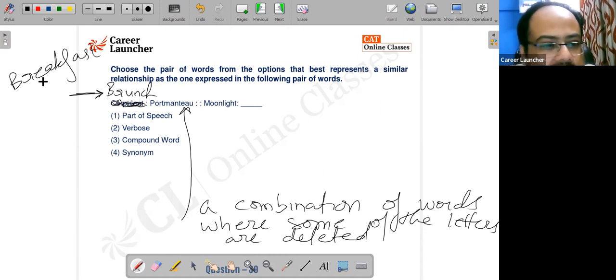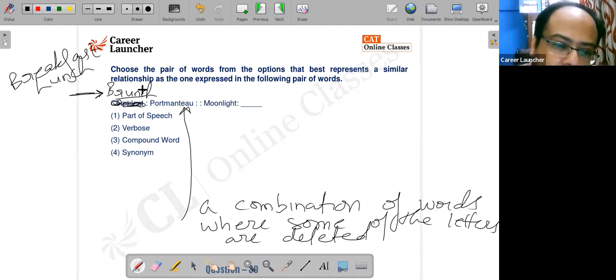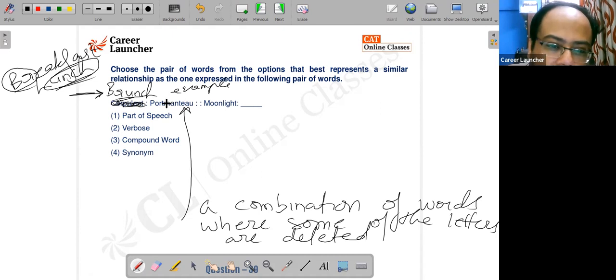Brunch is a combination of breakfast and lunch. So brunch is food that you have in between breakfast and lunch. Instead of having separate breakfast and separate lunch, the food that you have around 11:30 or 12 o'clock, that is brunch. So this word is formed by combining breakfast and lunch, and some of the letters are deleted. It is BR from here and UNCH from here. The other letters are deleted. So brunch is an example of portmanteau.